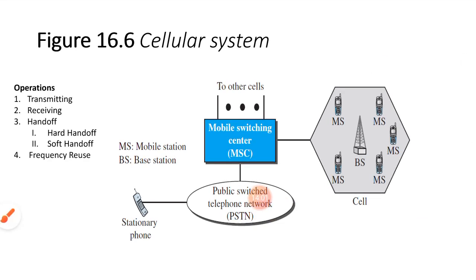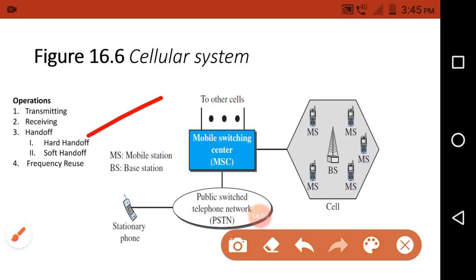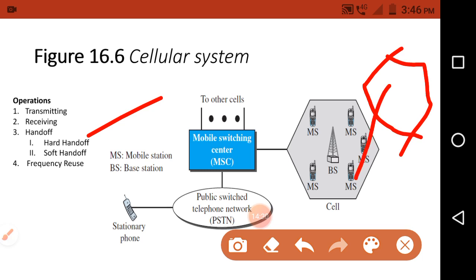First we will discuss the hard handoff. Hard handoff is where the mobile station, at a time, can communicate with only one base station. For example, there are two cells. During the call, the mobile station is moving to the other cell. There is another base station in that particular cell, as each cell contains a base station.